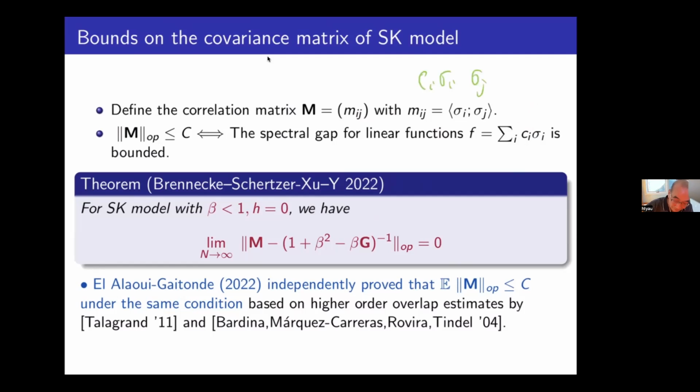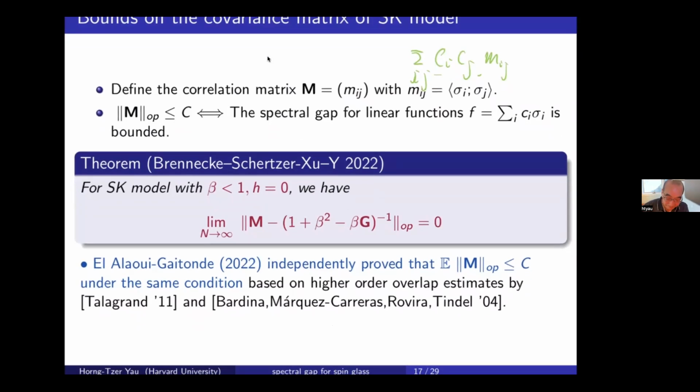So suppose you write down this C_ij, C_i C_j, sorry. You write, because you want to compute the operator norm, you get C_i C_j and this M_ij, summation over i, j. I think the trouble is this one: it depends on the randomness. So everything depends on randomness. That's the difficulty.